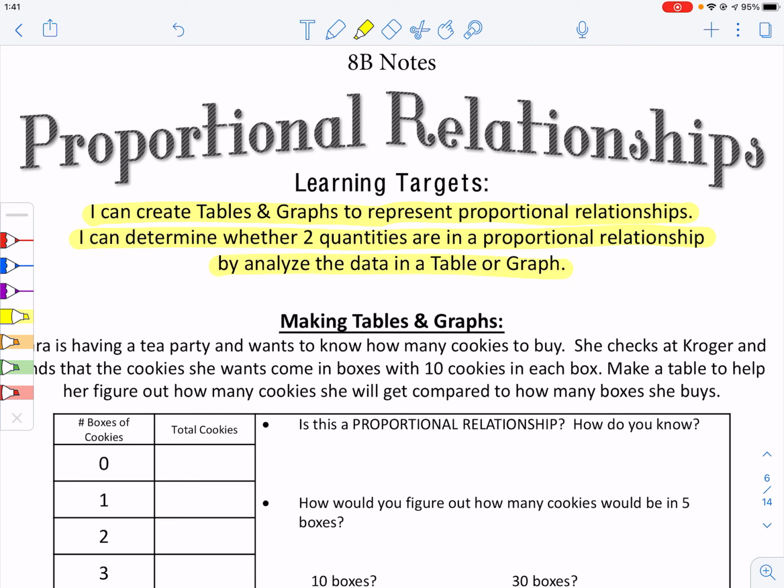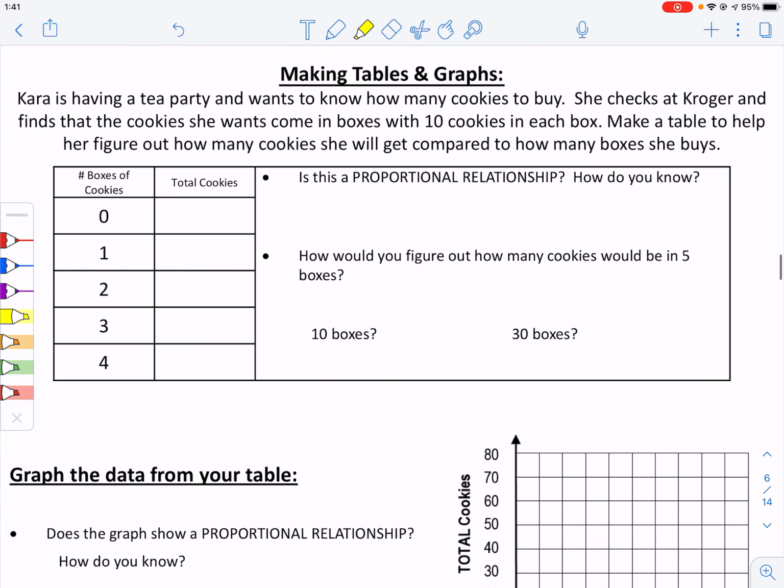Okay, so you're going to be able to make your own tables and graphs for proportional relationships, and then I'm going to give you some data, and you should be able to tell me if it is proportional based on that table or graph that you just made. All right, so we'll define what proportional relationship means after we go through this first example.